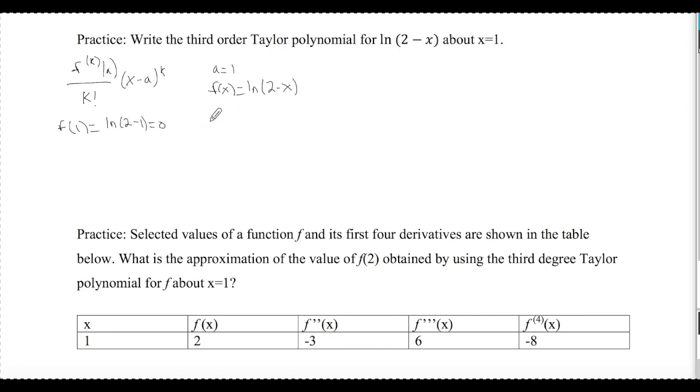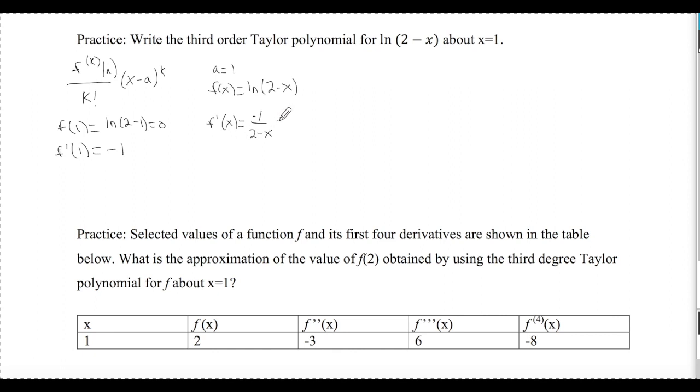But now we need the derivative. So I'm going to write it over here. The first derivative of the natural log of 2 minus x is 1 over 2 minus x times the derivative of the inside, which is negative 1. So it's negative 1 over 2 minus x. Now there's my first derivative. I need the first derivative at 1, which gives me negative 1 over 2 minus 1. So that's going to be negative 1.